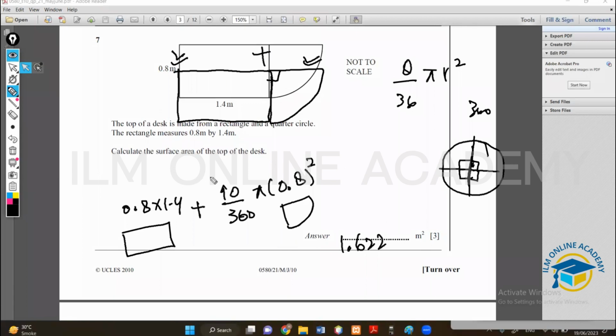So that they know that you know all the formulas, and this formula lies under the category of the mensuration chapter, and this is also related to the mensuration chapter if you have done it. Okay, so moving on to the next question.